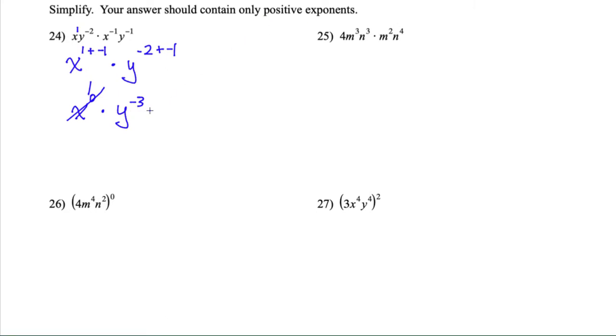So this y to the power of 3 needs to get turned into 1 over y to the power of positive 3. And since there's no x, that is our answer. Let's take a look at number 25. 25 has a coefficient which we are not going to touch. We're going to leave that as 4.